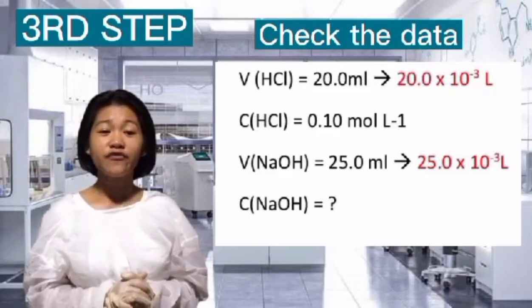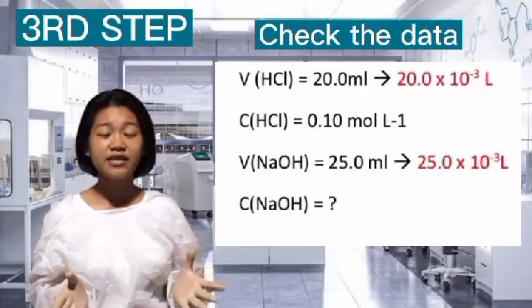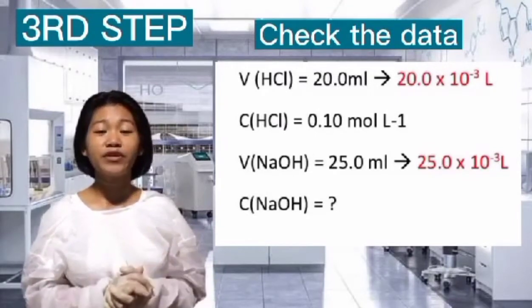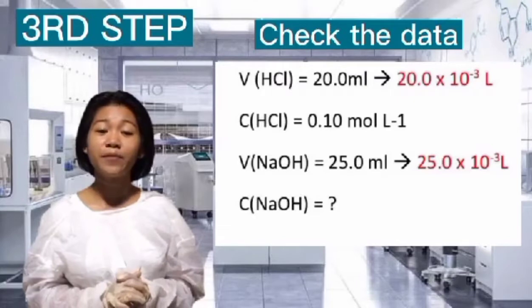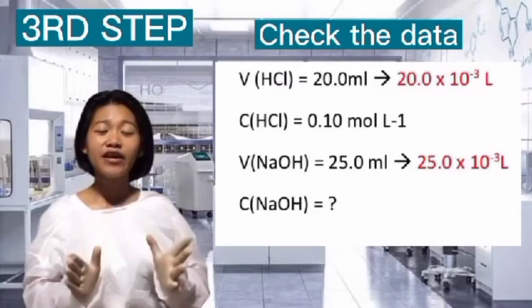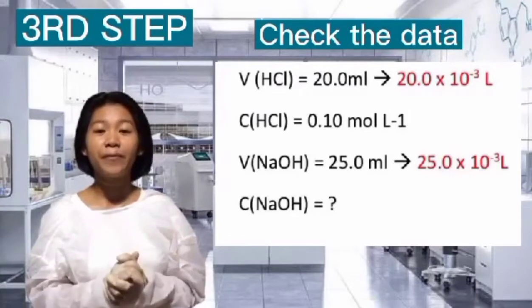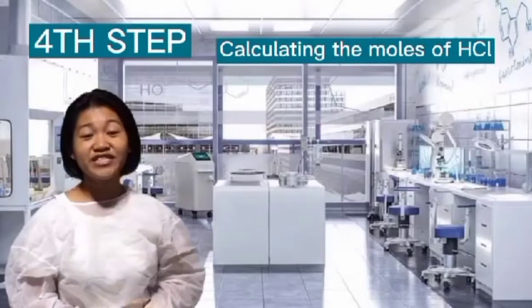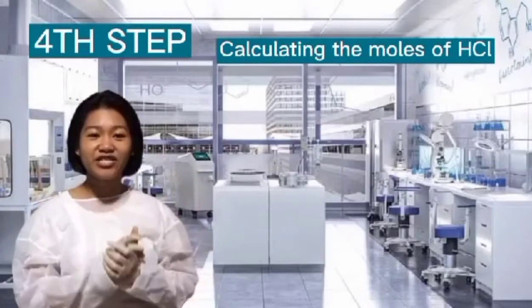Then the concentration of HCl will remain as is. Then the volume of NaOH from 25.0 mL will become 25.0 × 10^-3 liters, and the concentration of NaOH will remain unknown. Now on the fourth step, which is calculating the moles of HCl.